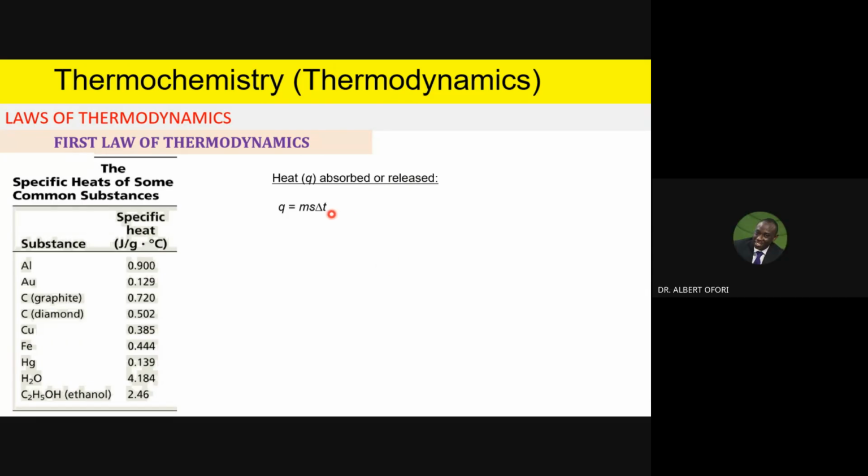Okay. So let's continue. So basically, I guess this formula you can easily remember it. So Q is equal to M times C.